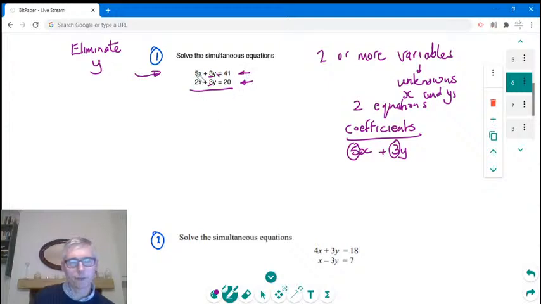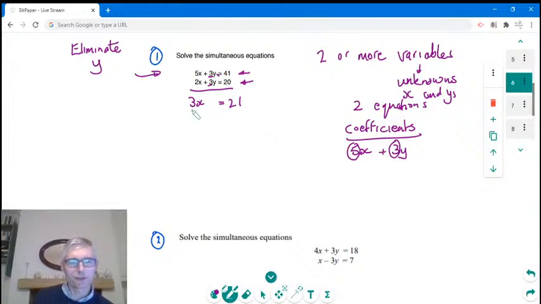And if we do that, we can see we've got 5x take away 2x, and that will give me 3x. And if we take away 3y from 3y, which is what we want, it eliminates the y's, because 3y take away 3y is going to be 0y. So we can ignore the y part now. And we've then got 41 take away 20, which is 21. And now we've got a simple equation. We've got rid of the y, and we've got an equation with only x in it.